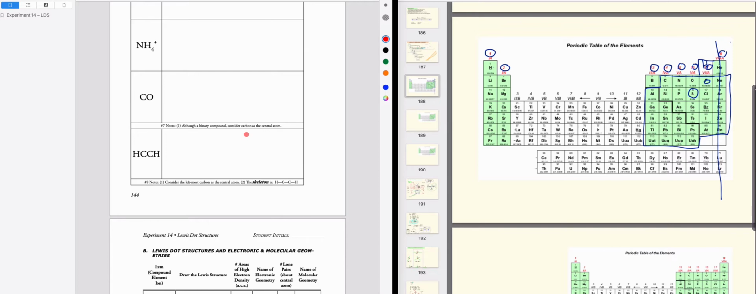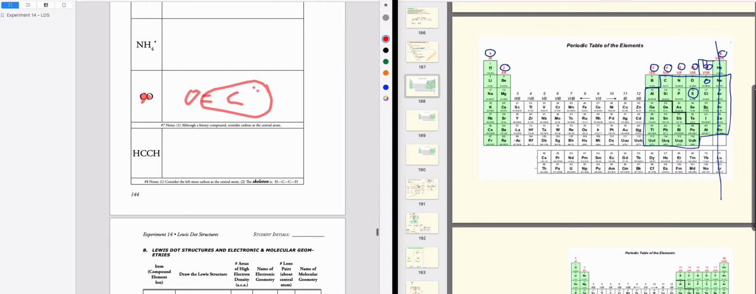Although you have a binary compound, you're still going to consider carbon your central atom. And that means you may have something like this. Now this isn't correct, but I don't want to give you the answer, but you're going to wind up with something like this. And so you're still going to consider, it's going to ask you questions about the central atom. Even though it's impossible to have a central atom with only 2 atoms, you're still going to consider the least electronegative as the central atom. Okay, that's what happens when you have a diatomic molecule. You just pretend that the least electronegative one is the central atom.